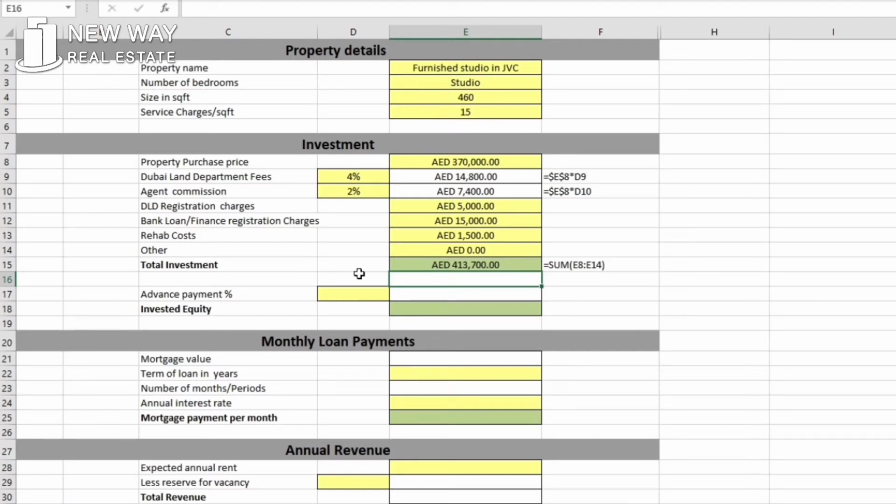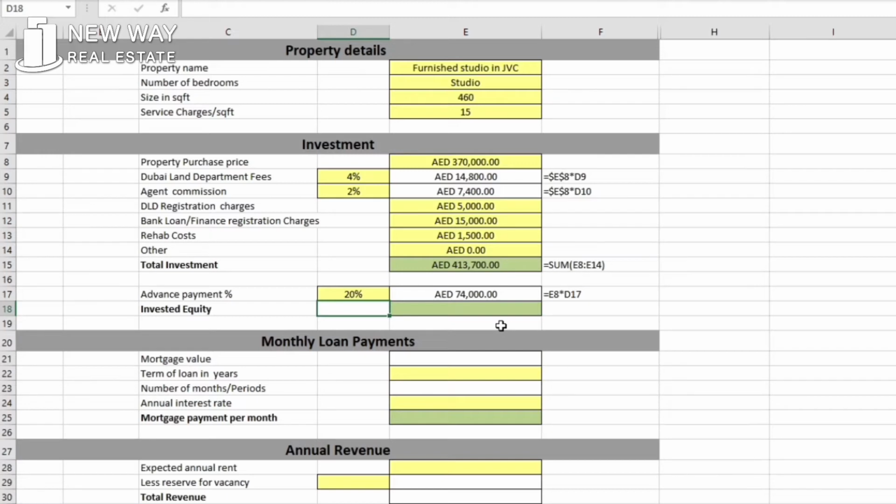Now, to know how much of our own money we will be putting down initially in this investment, we have to look at the advance payment that the bank will be asking for before they give us the mortgage. So on average, the advance payments are between 20 to 30%. So let's consider 20% down payment. To calculate that, we just put equals. We click on the property purchase price multiplied by the percentage.